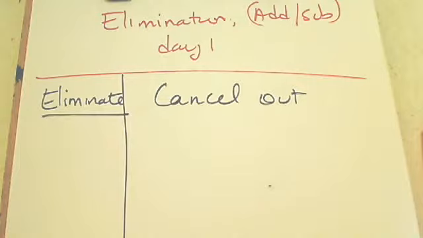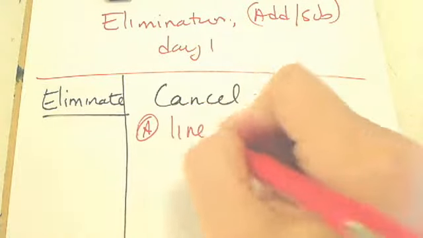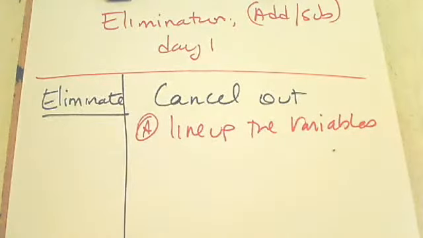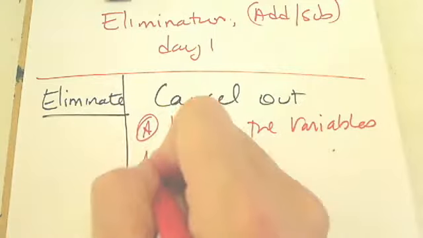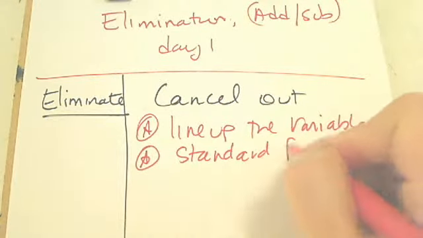How do we cancel out? Well, what do we have to do with the numbers when we subtract or add? How do they have to line up? They have to line up and down beautifully, right? Just like decimals when you're adding or subtracting. So make sure you line up the variables, and review the term standard form.